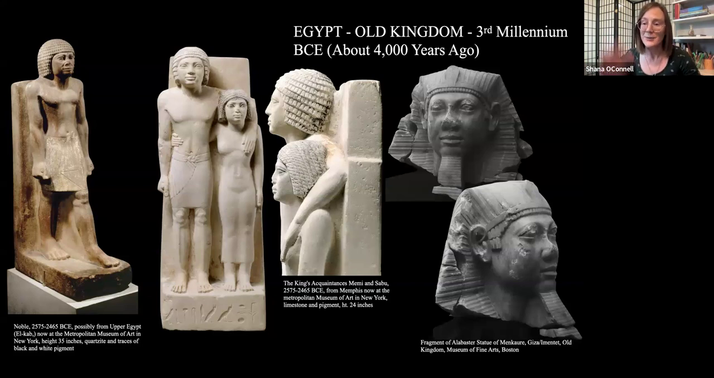And on the far right, I'm showing you at least one pharaoh. This is Menkaure, also from the Old Kingdom. So he's one of the pharaohs that the pyramid was built for. And this is a sculpture of him, so a portrait sculpture.